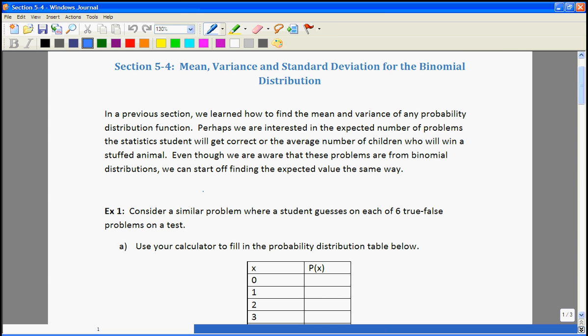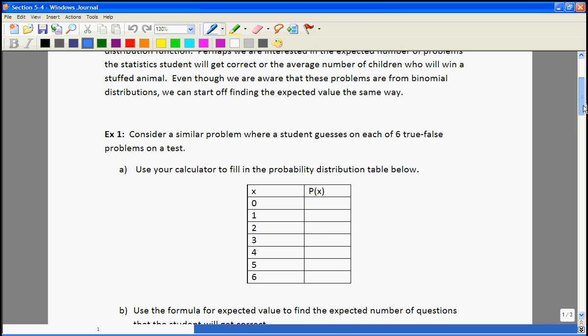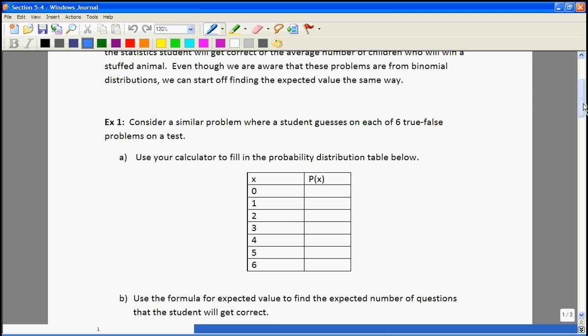Even though we are aware that these problems are from binomial distributions, we can start off finding the expected value the same way. So consider a problem where a student guesses on each of 6 true-false problems on the test. So I'm reducing it down from the 12 that we saw originally. So we're just going to assume there's 6 true-false questions on the test. Well, that changes things a little bit. So instead of a probability of success being 0.2 when there were 5 different answers, if it's true-false, that means the probability of getting the correct answer is 0.5.